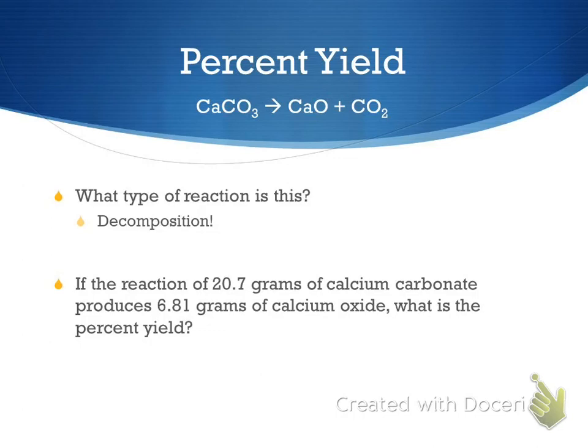If the reaction of 20.7 grams of calcium carbonate produces 6.81 grams of calcium oxide, what is the percent yield? So is this 6.81 your actual yield or your theoretical yield? This is our actual yield. So you need to solve the theoretical and then find your percent yield.